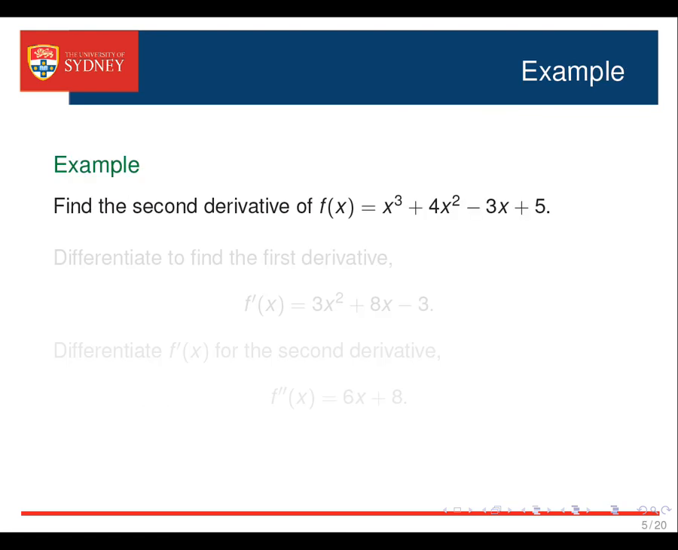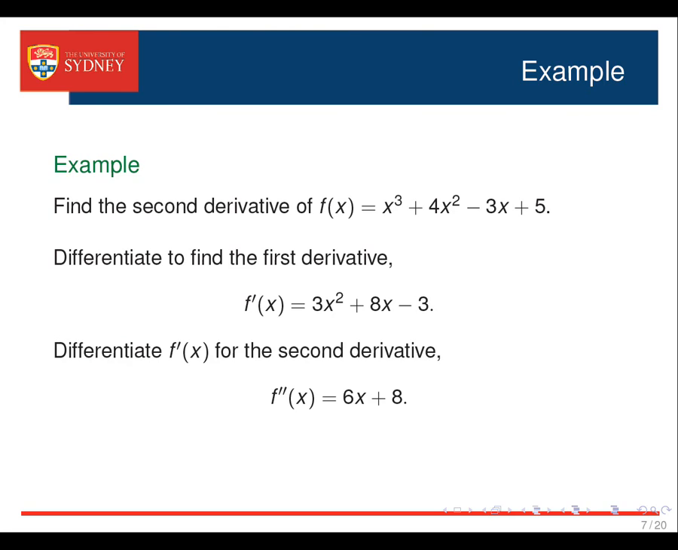For example, to find the second derivative of the function x cubed plus 4x squared minus 3x plus 5, first find the derivative of the function which we call the first derivative. This is 3x squared plus 8x minus 3. Differentiate the first derivative to find the second derivative. So the answer is 6x plus 8.